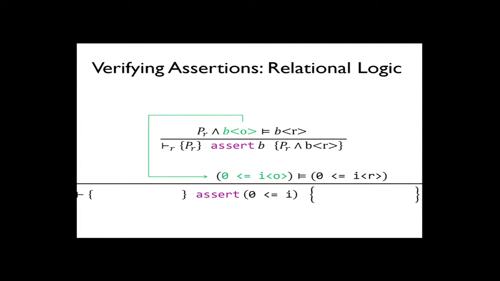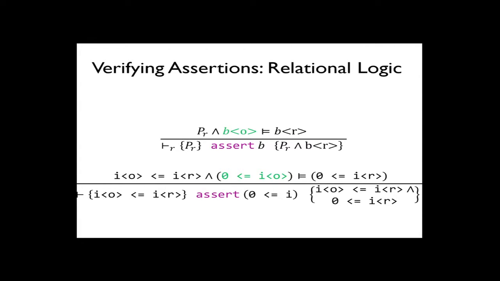But now I can use these relations. So for example, if I know that i in the relaxed program is greater than or equal to i in the original program, and I assume that i in the original program is greater than or equal to 0, then clearly I can demonstrate that i in my relaxed program is going to be greater than or equal to 0. I can continue on verifying my program. So now that gives you the formal basis for how we'd go about expressing these relations and verifying them.